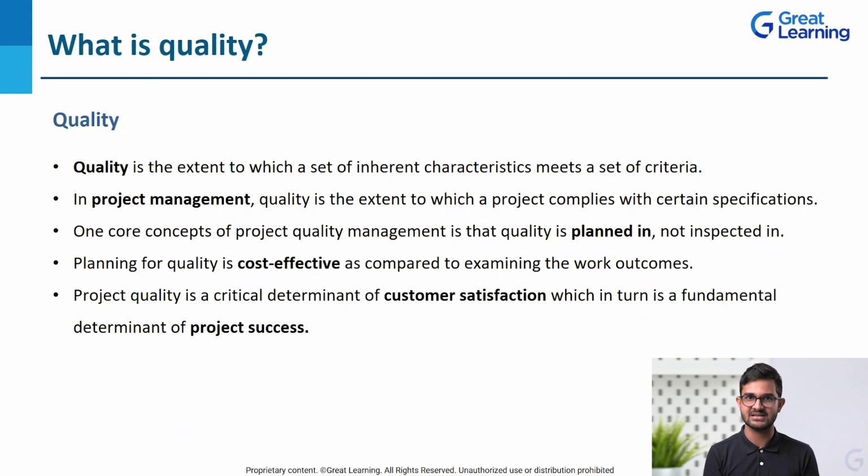determinant of project success. Whenever you are managing a project, how will you decide whether that project is a success or a failure? By looking at the specified needs, whether you have met the objectives or not. Now, how will you decide whether you have met the objectives or not? By looking at the satisfaction rate of the customers, of the end users. If customers are satisfied, that means the project was a success. If customers or end users are not satisfied, that means the project was a failure. So, in order to decide whether a project was a success or a failure, customer satisfaction is a fundamental determinant, which is a critical determinant for project quality.